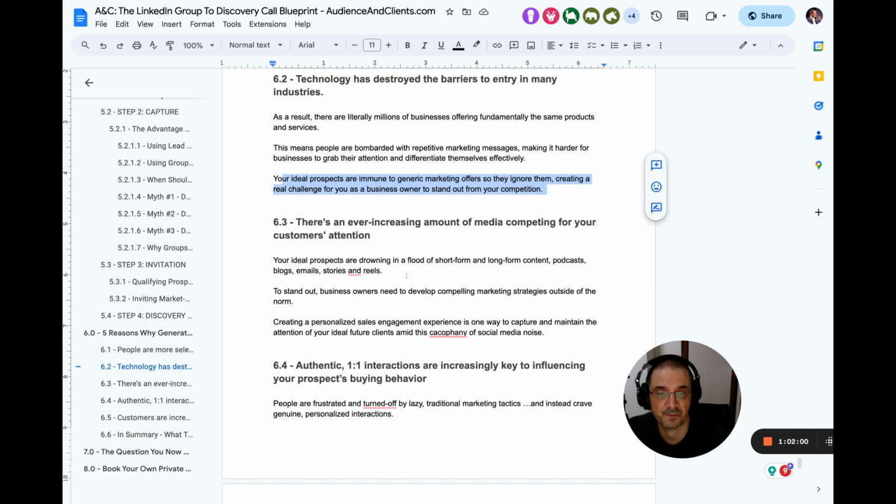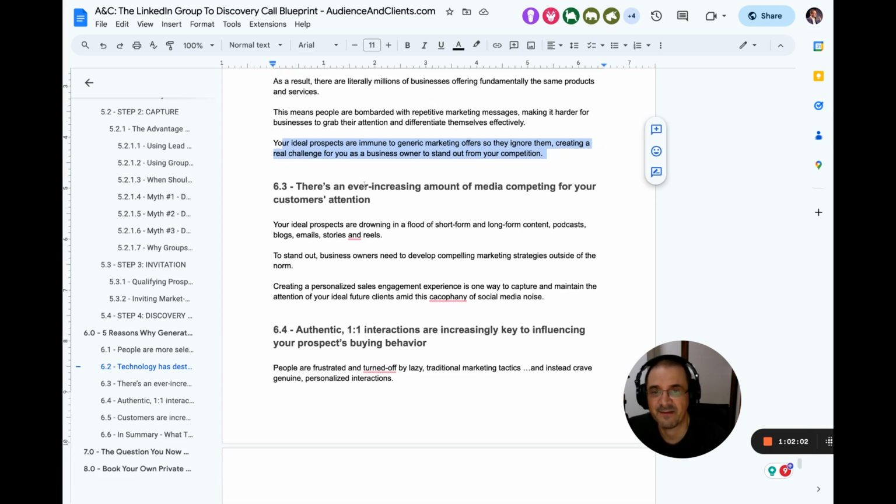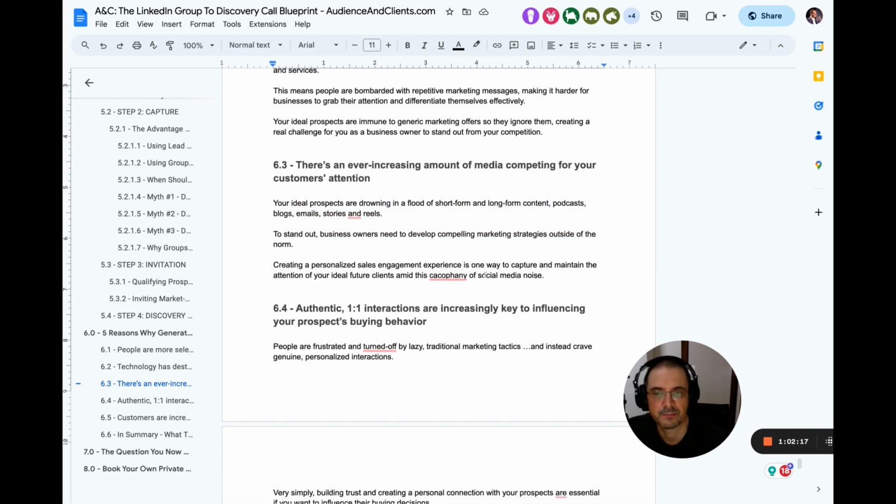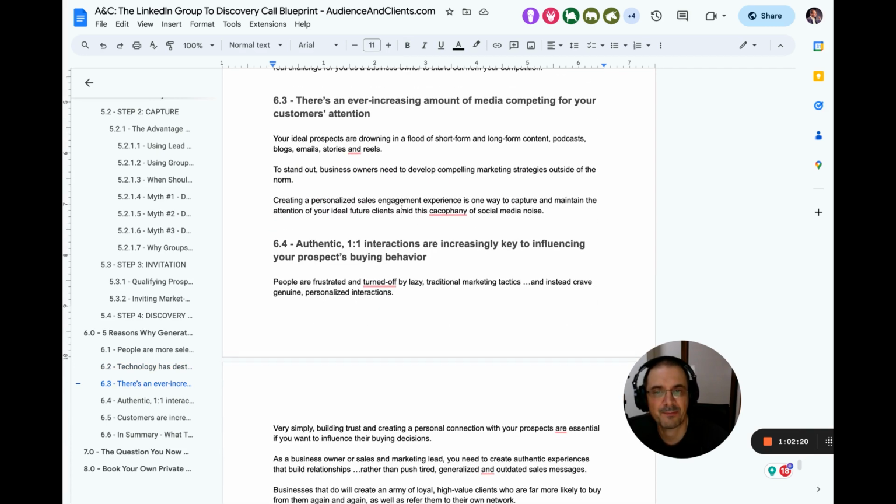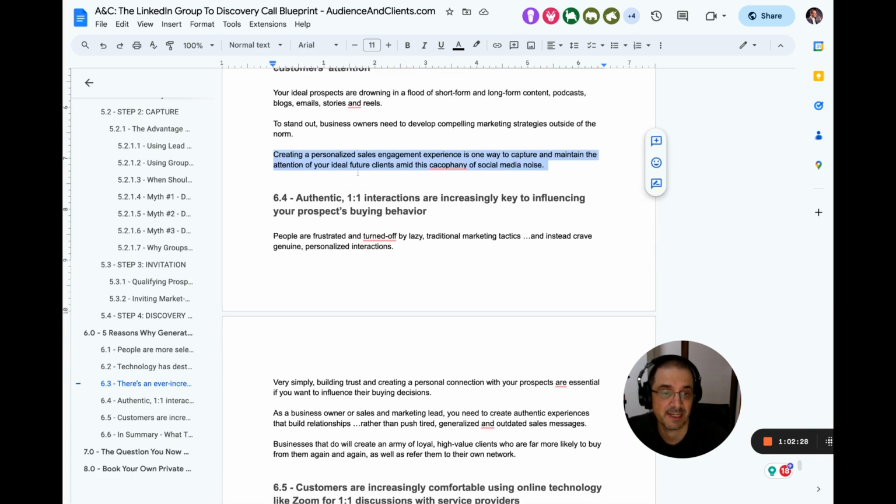to stand out from your competition. There's also an ever-increasing amount of media competing for your customers' attention. See, they're drowning in a flood of short and long-form content, podcasts, blogs, emails, stories, and reels. And to stand out, business owners need to develop compelling marketing strategies outside of the norm. Creating a personalized sales engagement experience is one way to capture and maintain the attention of your ideal future clients amid this cacophony of social media noise.